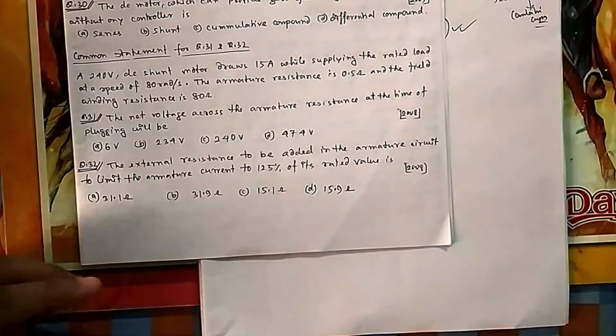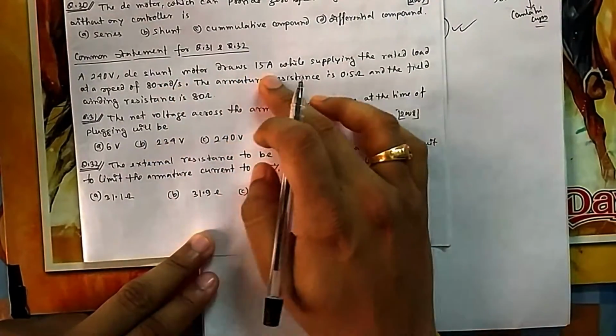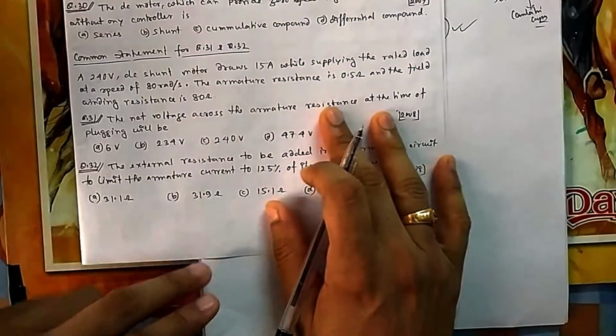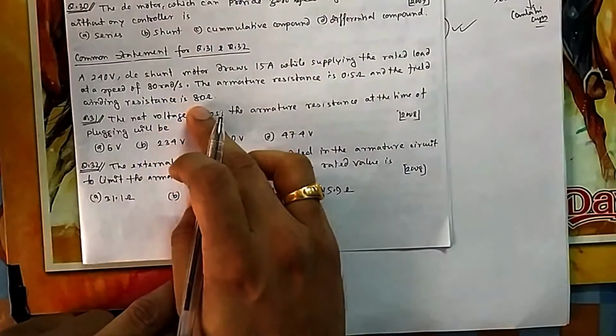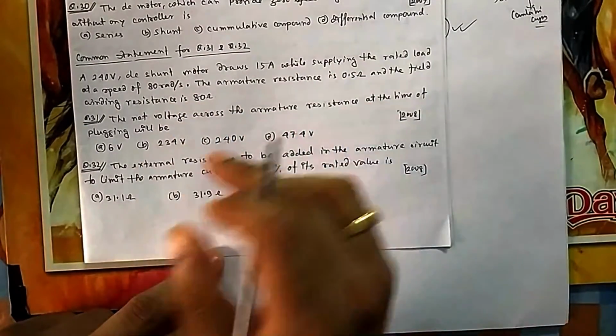If you come to question number 31, a DC shunt motor draws 15 ampere while supplying a rated load at a speed of 80 radian per second. The armature resistance is this much, the field winding resistance is this much, they have given. The net voltage across the armature resistance at the time of plugging.